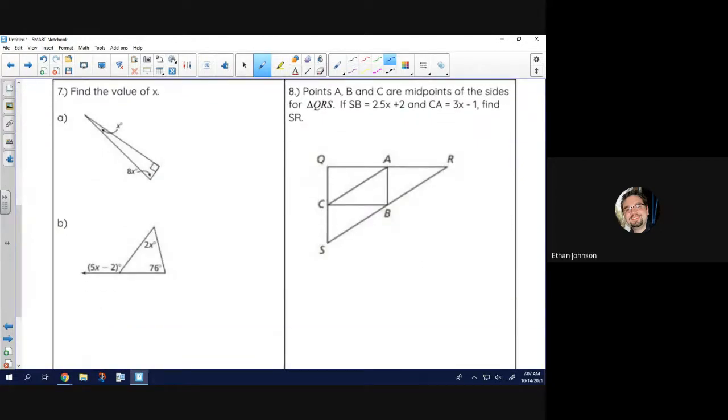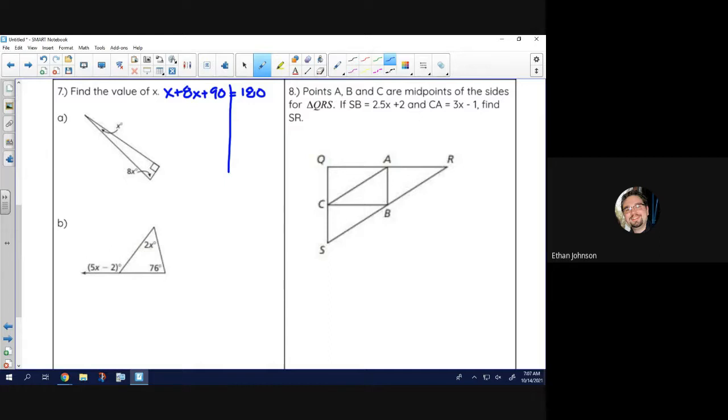Number 7, two parts, A and B. Find the value of x. So in A, we have x as an angle, 8x as an angle, and that box as an angle. Well, I know all three angles of a triangle add to 180. So I know x plus 8x plus 90, that box, equals 180.